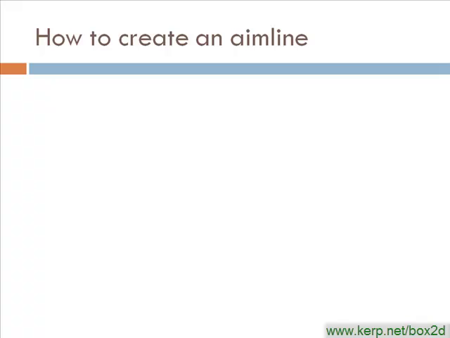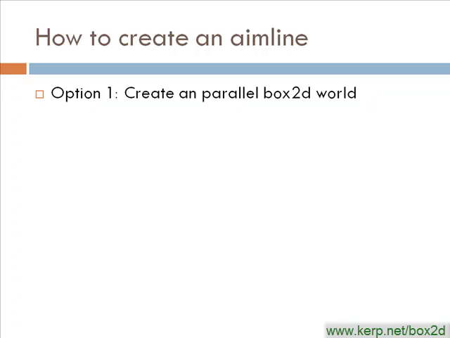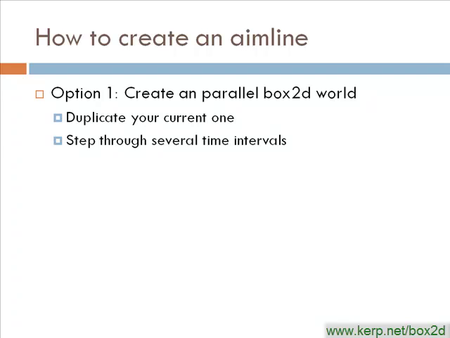I mean, the way I see it, there are probably two options to create a pretty good aim line. Option one, which is kind of the crazy one that I haven't actually tried, is to create a parallel world that is a duplicate of our current one. We could create a new B2World object. We could populate it with all of the stuff that's in our current one, and then we could, outside of our normal enter frame listener, step through several time intervals in this parallel Box2D world and see what happens to some theoretical ball that we launch through the world. And that could be a very, very accurate way of predicting what would happen with our ball when we launch it in the real application.